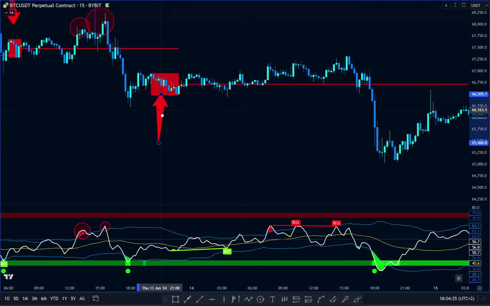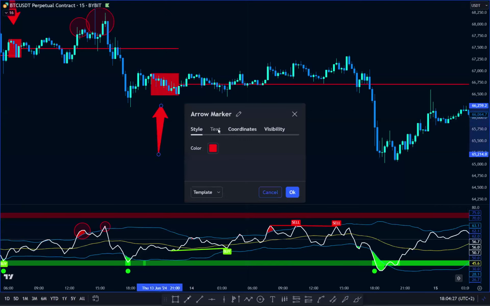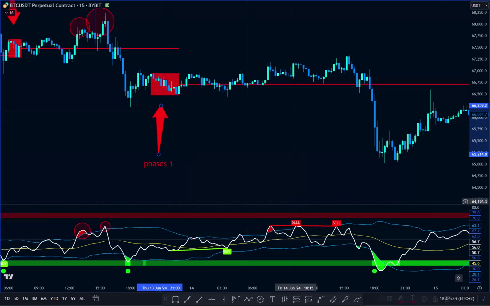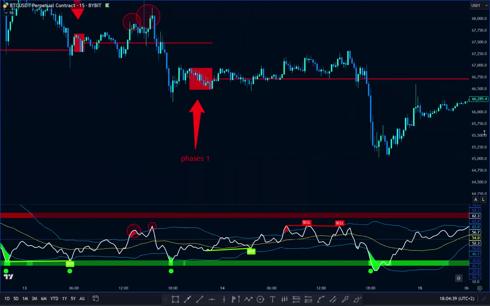This is phase one of the market cycle. It's really important to understand these phases, because they can give us clues. Remember, we don't want to enter here. We want to wait for the cycle to play out.